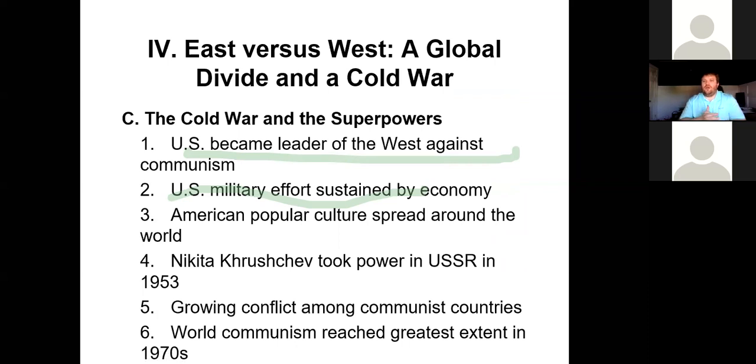So the United States eventually becomes the leader in the West against communism. It led to the creation of the imperial presidency in the United States. Power was given to defense and intelligence agencies, creating the national security state. This is when things like the CIA and the NSA are all kind of created. It strengthened the influence of the military-industrial complex, and the U.S. military effort very much gets sustained by a flourishing economy.